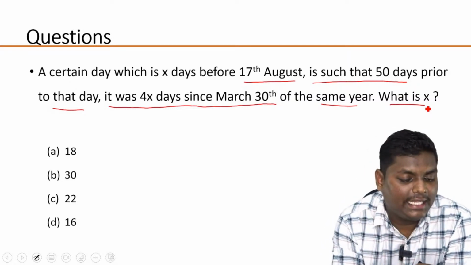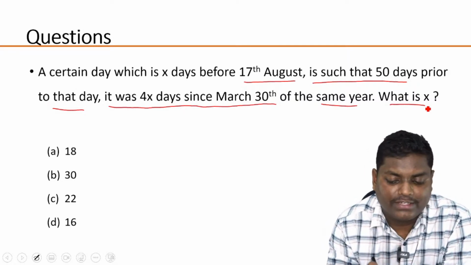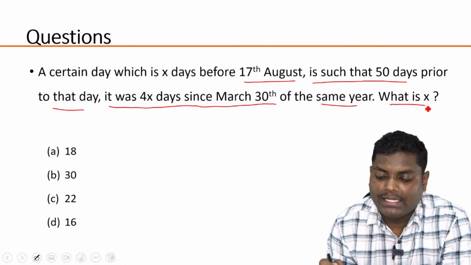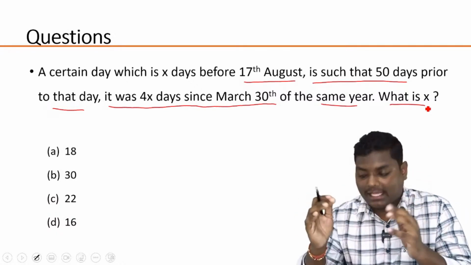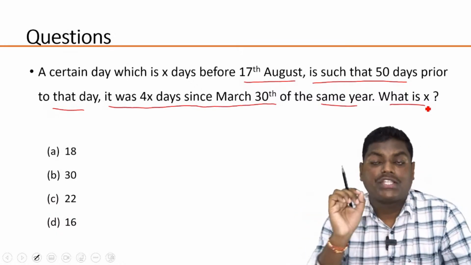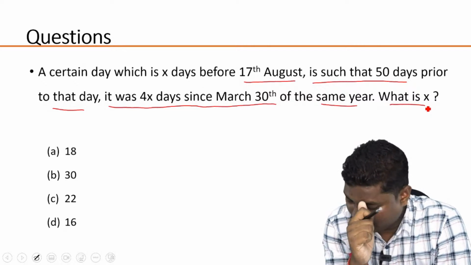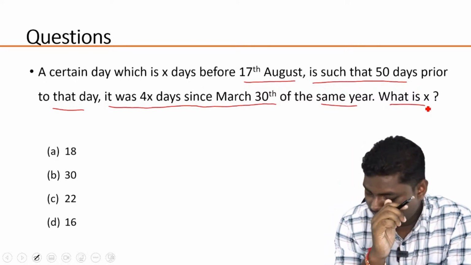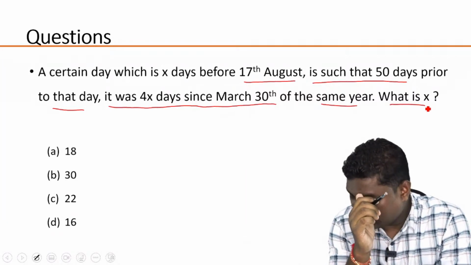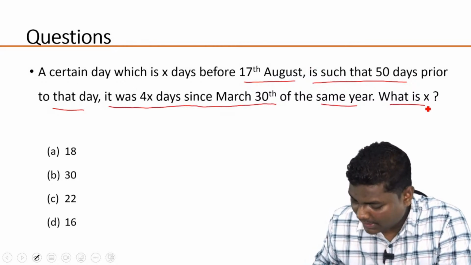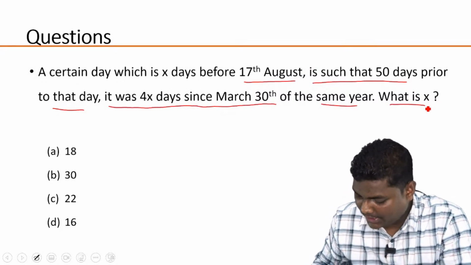A certain day which is X days before 17th August is such that 50 days. So first draw a diagram and try to see what the question is asking you. Try this, Anupam. I'll explain it, but still you can try by yourself. No worries, I'll explain it.